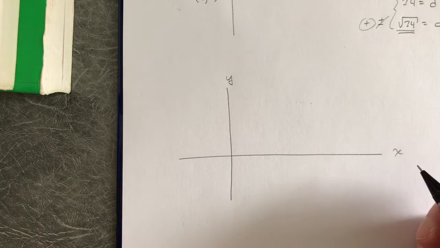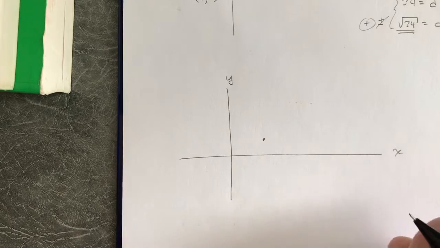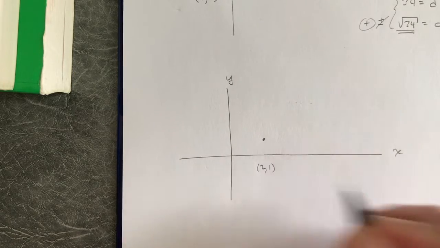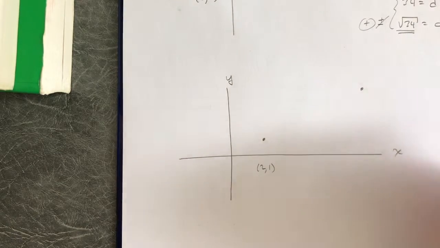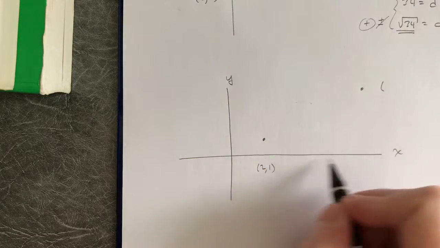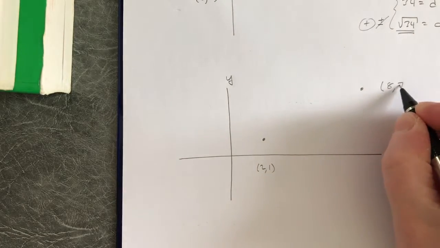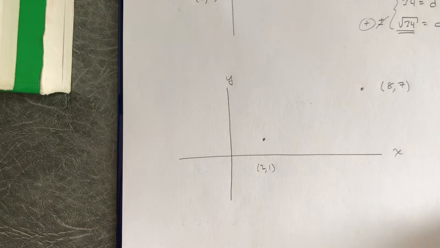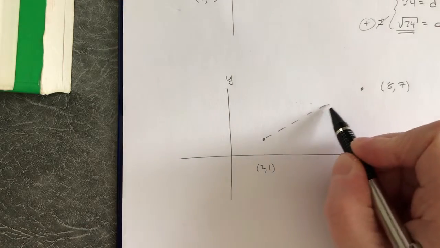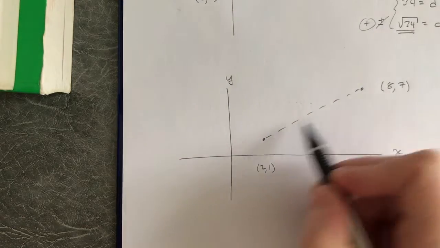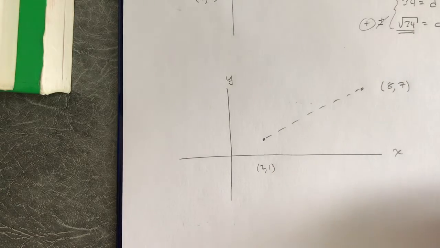So here's my XY grid. Here's a point. I'm just making it up. Maybe that's the point 2, 1. Here's a point over here. Maybe that's the point, I don't know, 8, 7? I don't know. And we want that distance. We want to know how far those 2 points are apart.